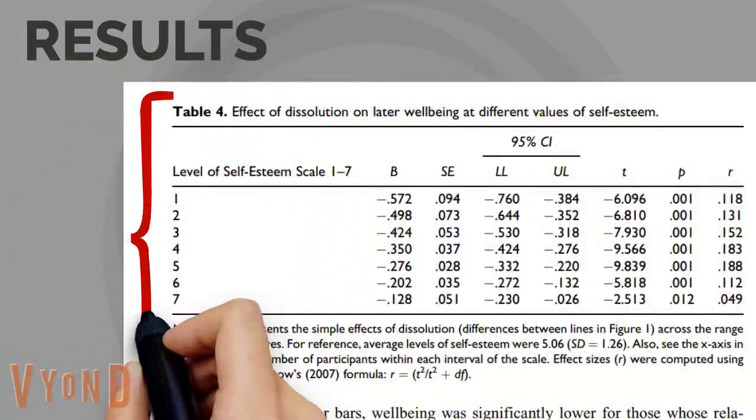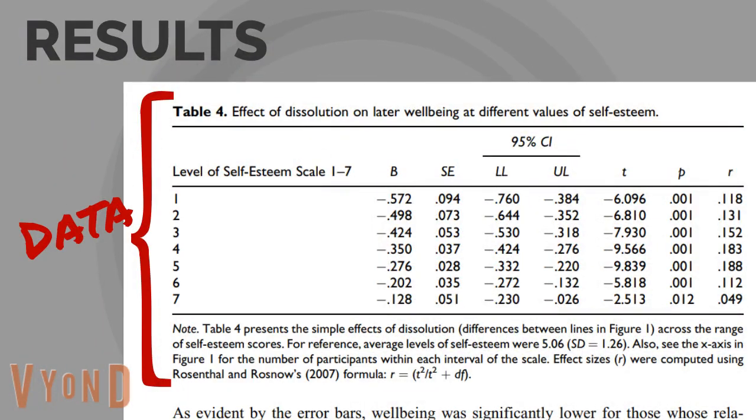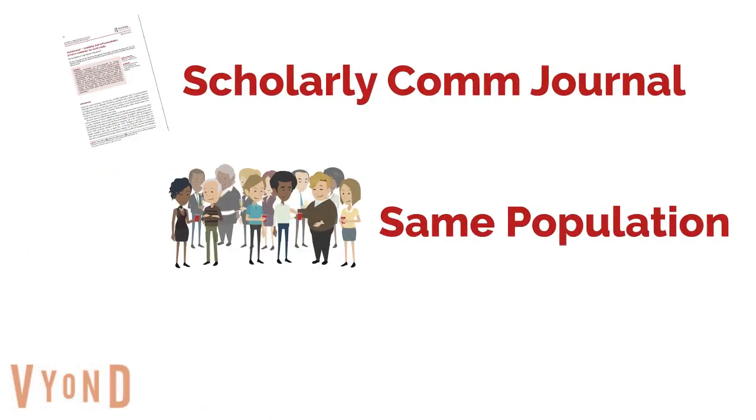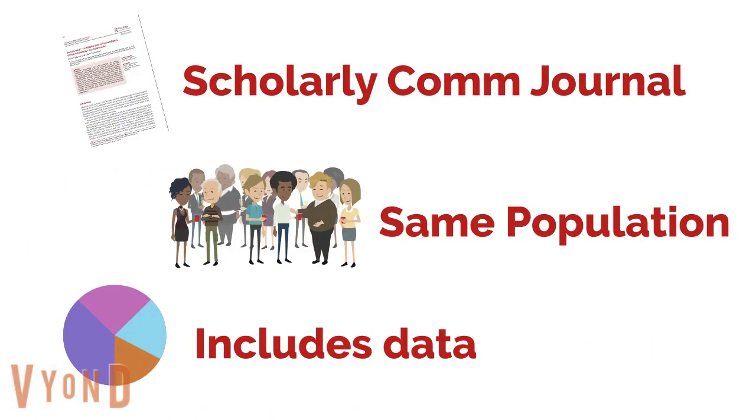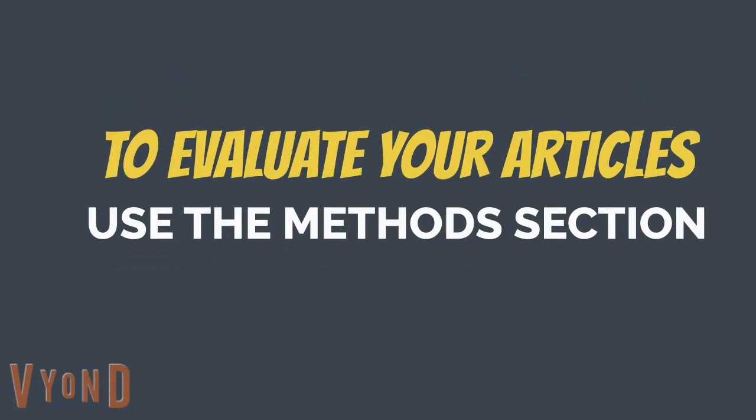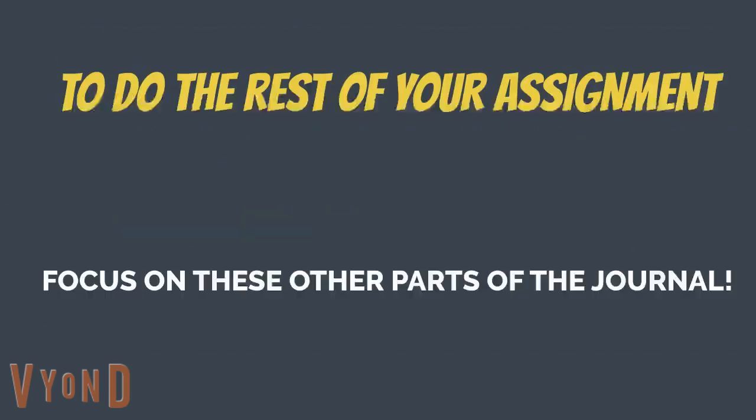Another clue your articles are collecting data is charts and graphs with statistical analysis. All of your articles should be in academic journals, preferably Comm, query a specific population, and include a lot of data. To evaluate your articles, you will be looking at the methods section.